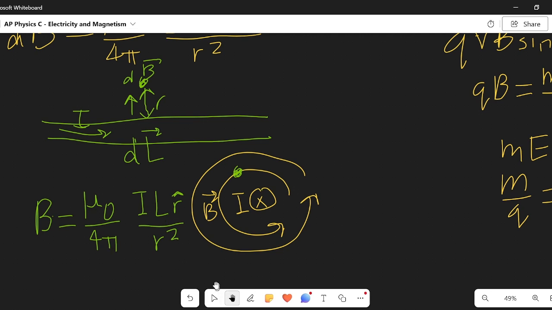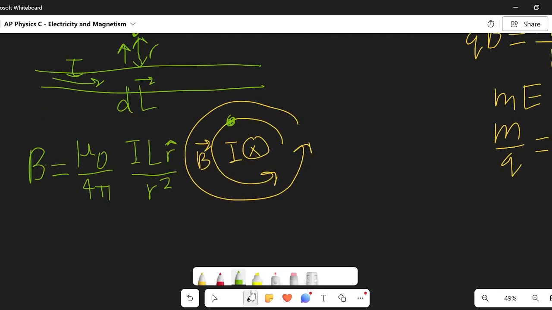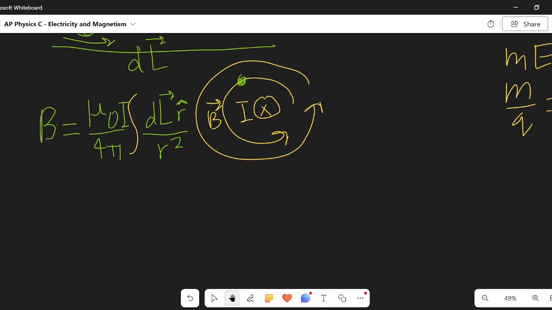So if we do an integral now, we took the Biot-Savart law, and the current is constant. So in this case, we can take the current out. And the dL in the direction of the r vector, we can just make into a dr. So we take the I out.